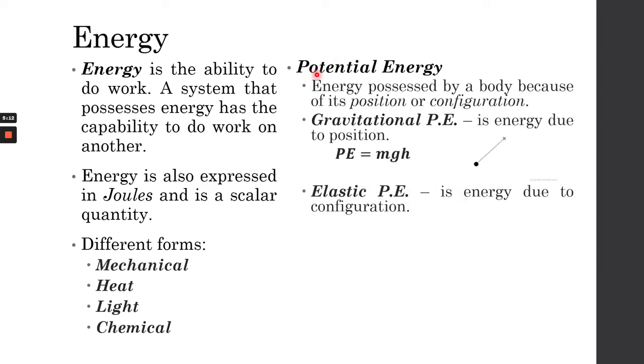And the next part, which is included in potential energy, is what we call elastic potential energy. Elastic potential energy is the energy due to the configuration of an object. If gravitational potential energy is due to position, elastic potential energy is due to its configuration.